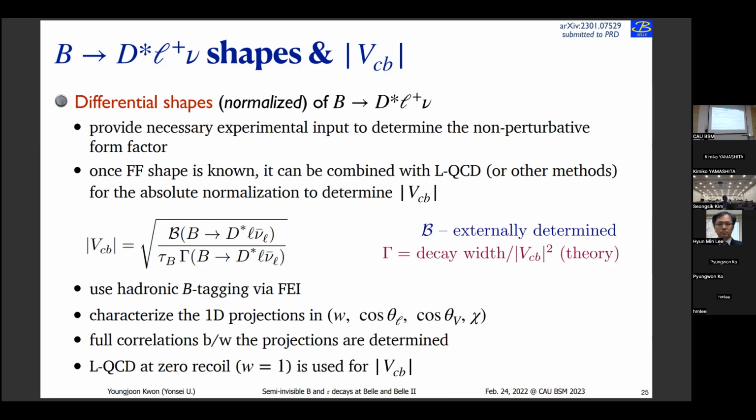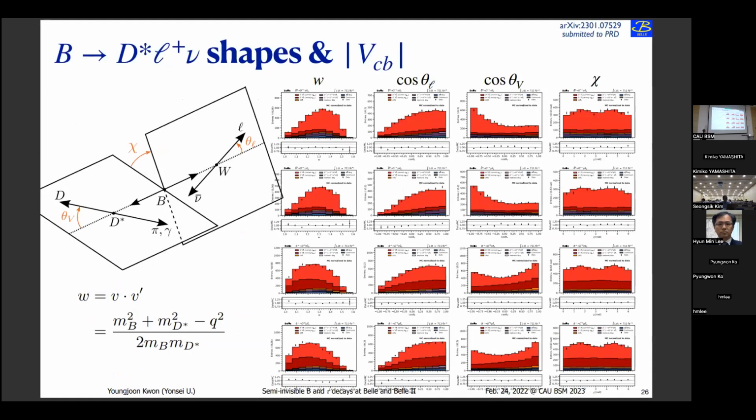So for this analysis, we use the hadronic B tagging again by using the FEI, and we characterize the one-dimensional projections in these four variables. Those four variables are the w, that is the inner product of the four-velocity of the B meson and the four-velocity of the recoiling D star meson. And so w, then the other three variables are three different angles: the D star angle, the lepton angle, and the angle between the two decay planes. So basically, for each variable, we bin the sample in 10 bins.